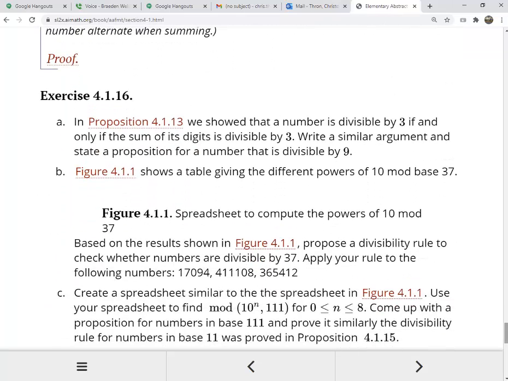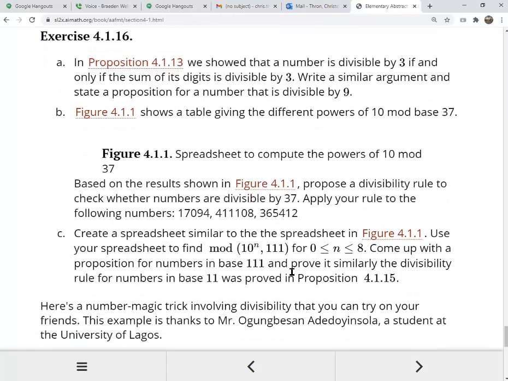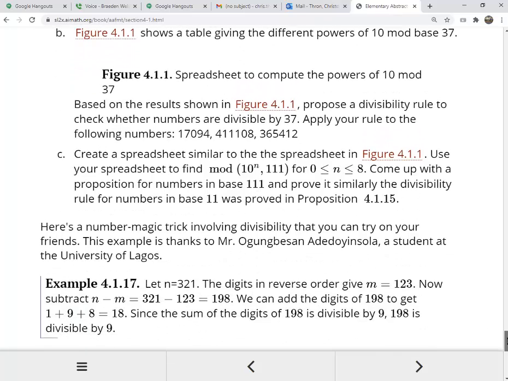Now, you can see that this same kind of rule can be used for other numbers. In fact, it turns out that there's quite a simple rule for divisibility mod 37. Unfortunately, the spreadsheet didn't show here, but you can work out the powers of 10 mod 37, and there's actually a very simple rule for divisibility by 37. And there are other rules as well. Okay, here's 111.